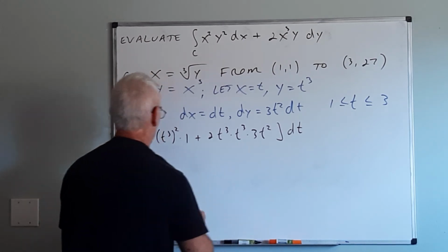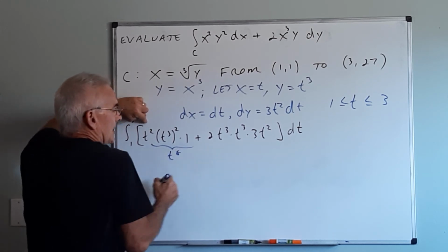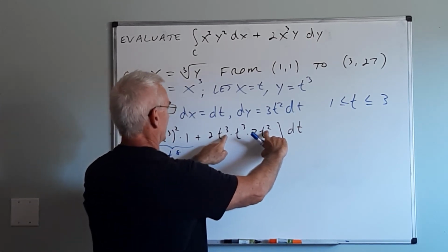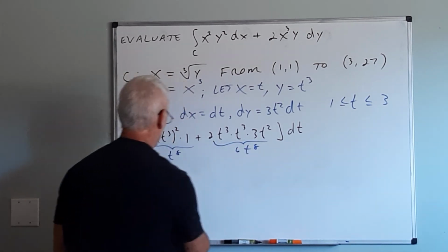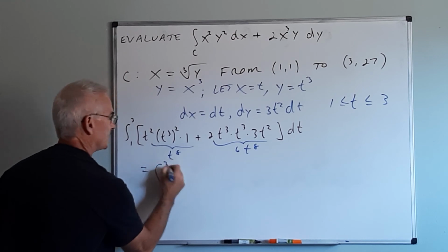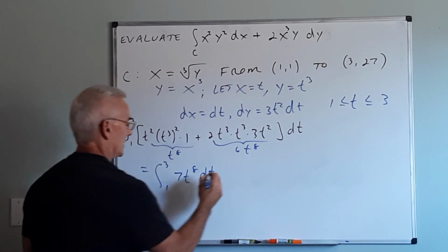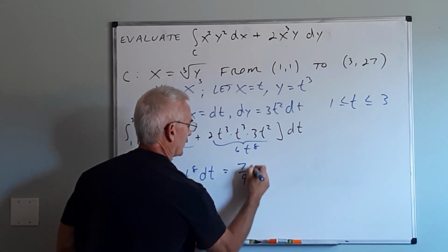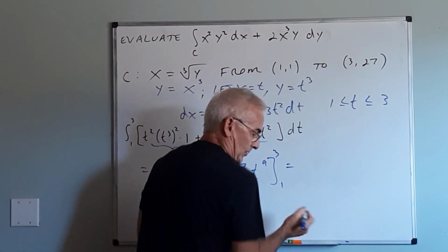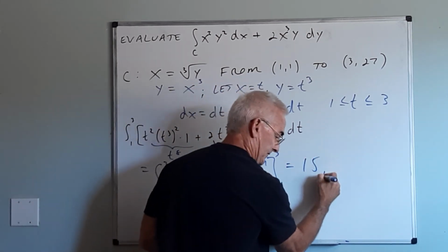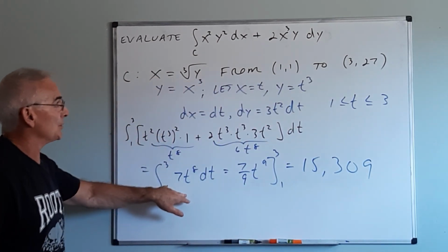So as I simplify this, I'll notice this piece here is t to the 8th power. This piece here also has a t to the 8th power. That would be a 6t to the 8th. So this reduces fairly nicely. The integral from 1 to 3 of 7t to the 8th power dt. The antiderivative being 7 over 9 t to the 9th from 1 to 3, and then simply getting out your calculator or doing it in your head, it doesn't matter. So 15,309. Now this would be a very typical type of problem.